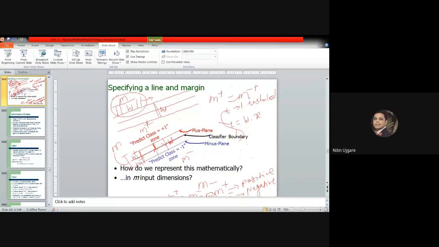And to make it equidistant, to create the margin of the negative class and the margin of the positive class at the same distance, we adjust our weight vector W, so that the distance of the margin on both sides will be the same, and then we represent it as M plus and M minus. Got it? Okay, sir.